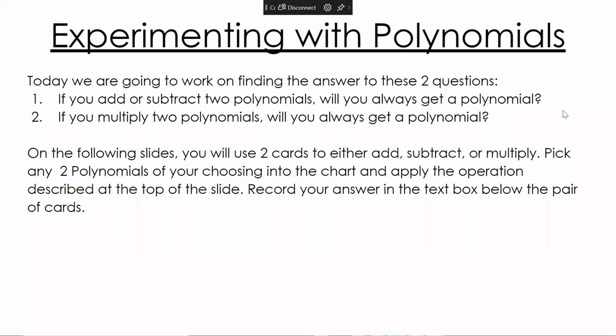Okay, so experimenting with polynomials. Today we're going to work on finding the answer to these two questions. If you add or subtract two polynomials, will you get a polynomial? If you multiply two polynomials, will we always get a polynomial? I want you to write those two questions down. On the following slides, we're going to use the cards to either add, subtract, or multiply. We're going to pick any two polynomials of your choosing into the chart and apply the operation described at the top of the slide. Record your answer in the text box below the pair of cards. So take a second, you're writing those.